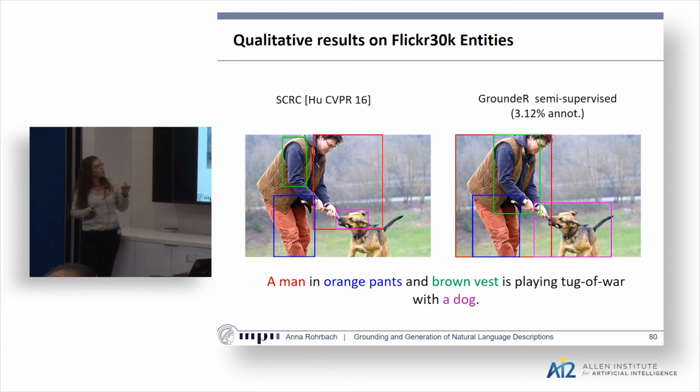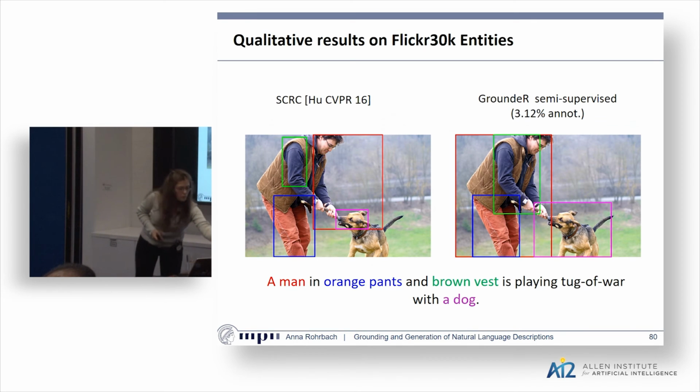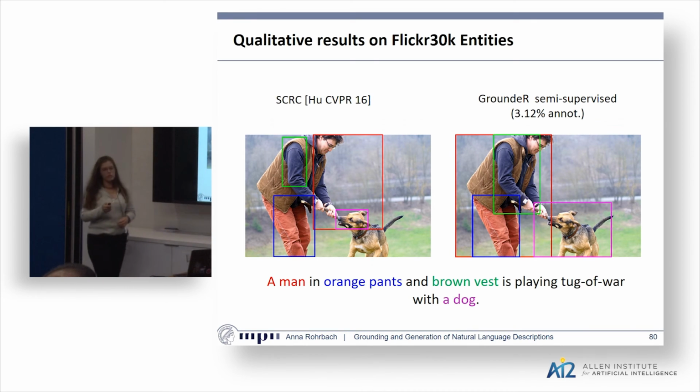Another comparison: the prior work, which is fully supervised, and our semi-supervised setting with only 3% of annotations in this case. And yeah, we can see that for the man, we are getting an improvement. And for the brown vest and even for the dog, we are getting better localization than the fully supervised prior work.